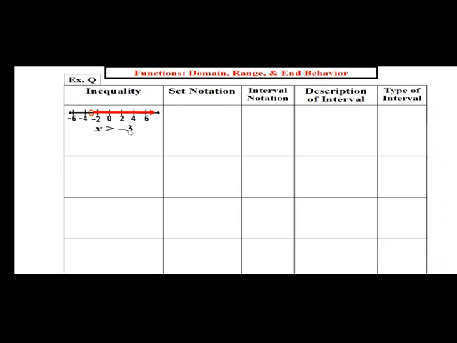Does that make sense? Yes, Mr. Q, because all this is X, this is -3. What are these compared to -3? X is greater. Now, how come it doesn't have an equal sign? Because it's not included. This is an open point. All right, how do we write it in set notation? Well, solution set of X such that X greater than -3. There it is.